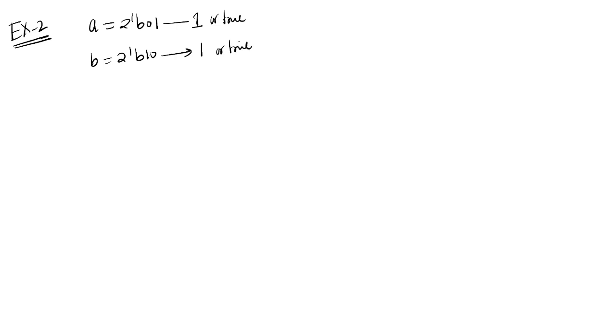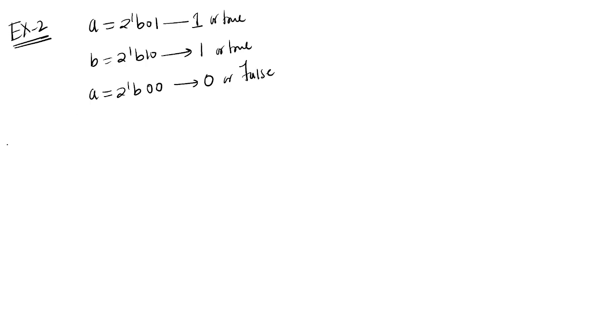Let us take one more example, example 2. Suppose a equal to 2'b01, it will take the total value as 1, or true condition. Suppose b equal to 2'b10, so 10 means it will take the total value as 1, or true condition. If a equal to 2'b00, it will take the total value as 0. If all values are 0, it will take the total value as 0, that is false condition.